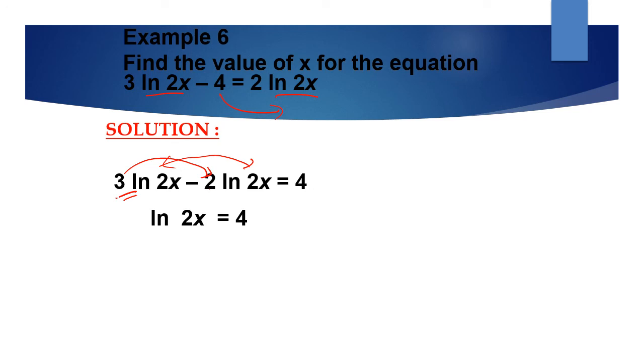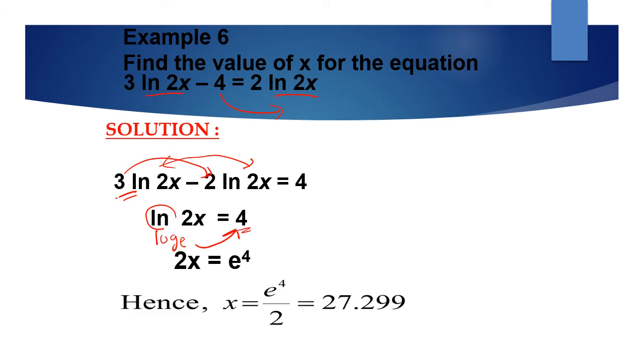How to solve for this one? Natural log is equal to log to the base e, so we can apply indices for this part. So 2x equals e to the power of 4. So x is equal to e to the power of 4 over 2, which is equal to 27.299. You can leave your answer in this exponent form. So that's all for lecture 1 of chapter 2.